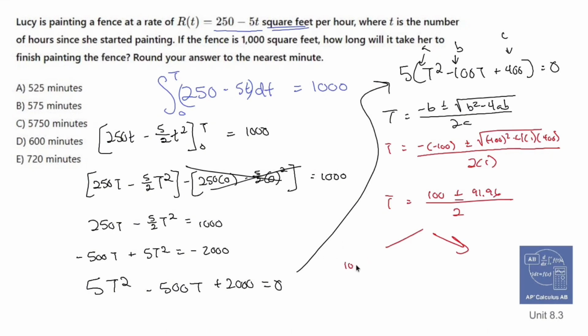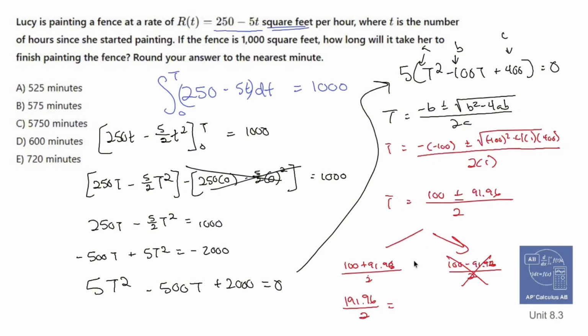Okay, 100 plus 91.96 all over 2. That's supposed to be a 2. And 100 minus 91.96 all over 2. Okay. Now, here's what we have to keep in mind. That minus represents a time. That's not going to make sense. So we're going to have 191.96 all over 2.